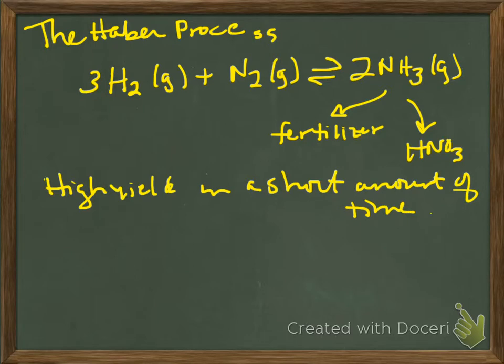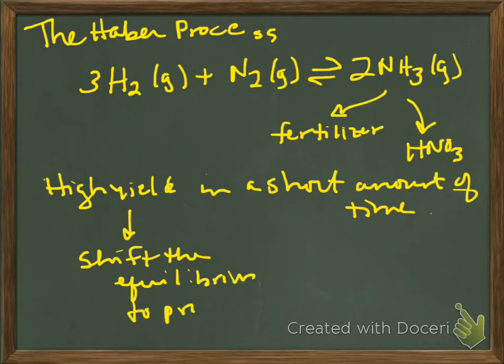And in a chemical process, sometimes you have to balance those two out, because this high yield, when you're talking about an equilibrium, you really want to shift the equilibrium to the product side. And making product in a short amount of time really means you want to make that process go at the fastest rate possible.